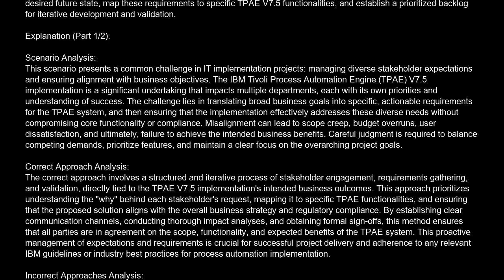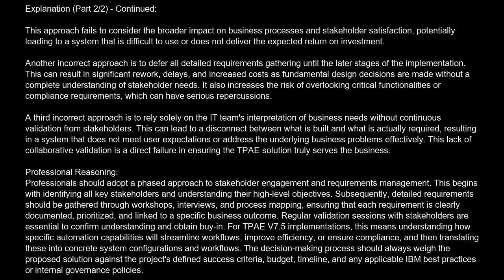Incorrect approaches analysis. One incorrect approach involves prioritizing the immediate technical feasibility of a request over its business value or alignment with strategic goals. This can lead to the implementation of features that are technically possible, but do not contribute to the project's core objectives, wasting resources and potentially complicating the system. This approach fails to consider the broader impact on business processes and stakeholder satisfaction, potentially leading to a system that is difficult to use or does not deliver the expected return on investment.